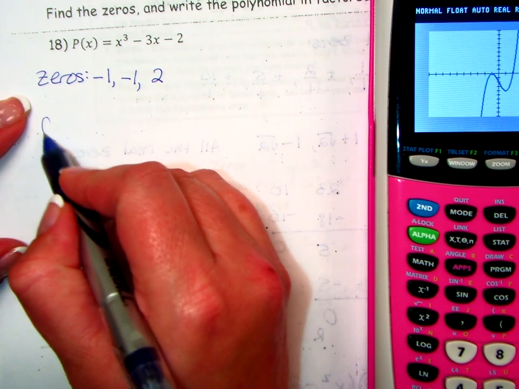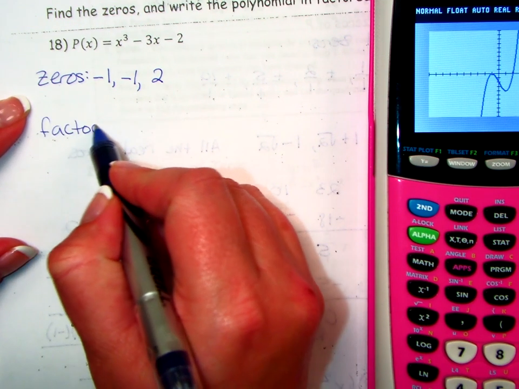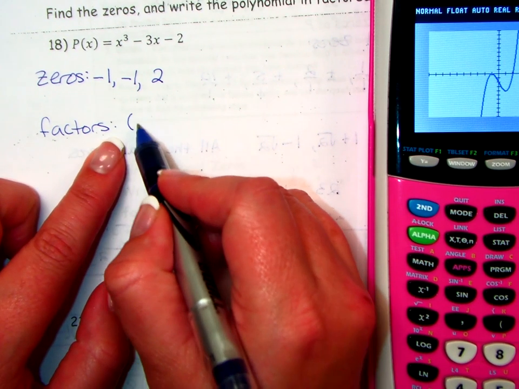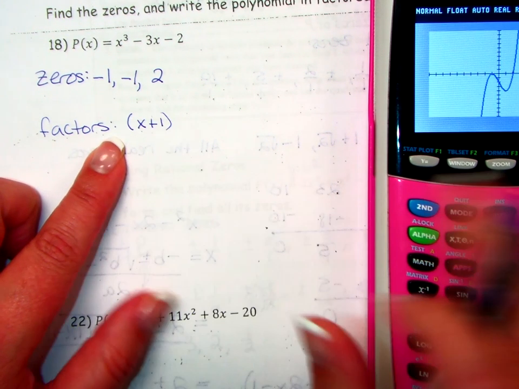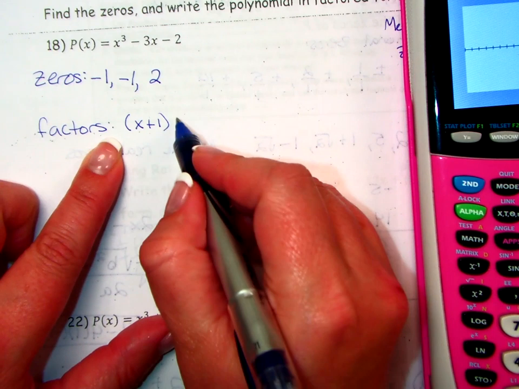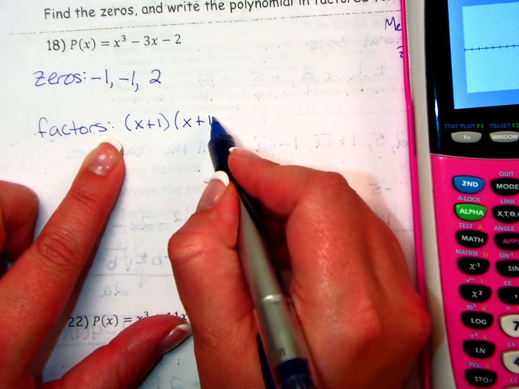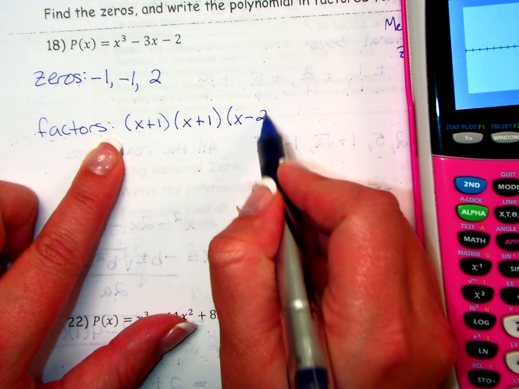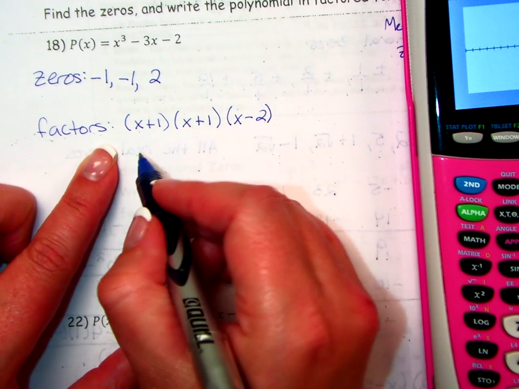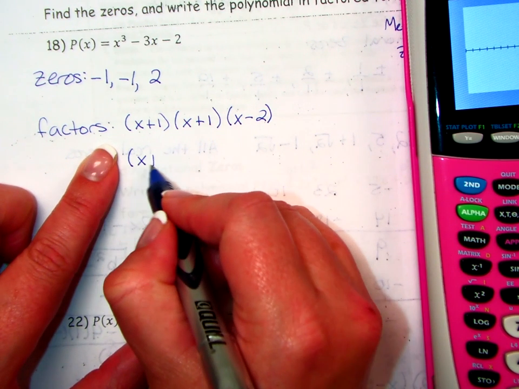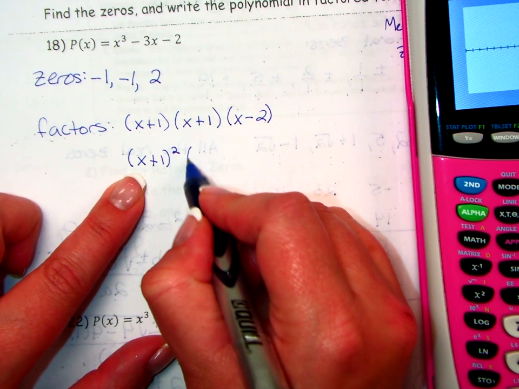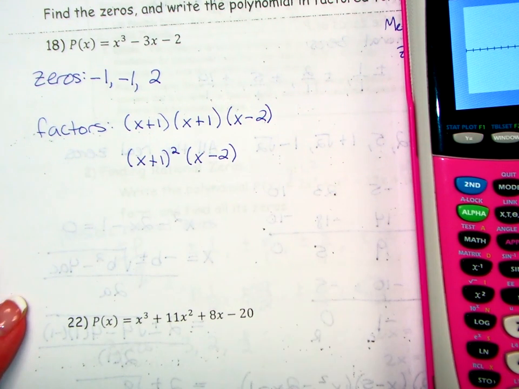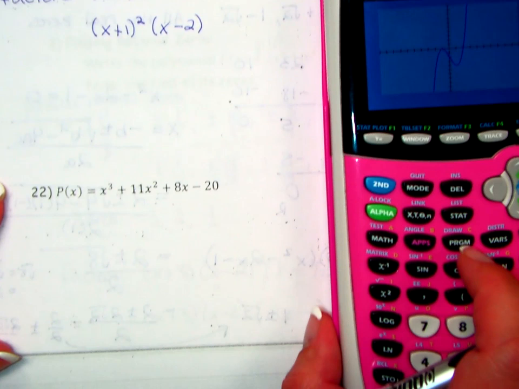And so I can write the factors from the zeros. So if -1 is a 0, x plus 1 is the factor. If -1 is a 0, x plus 1 is the factor. And if 2 is a 0, x minus 2 is the factor. And if you want, you can write x plus 1 squared times x minus 2. That is also good. All right. Let's look at the next one.